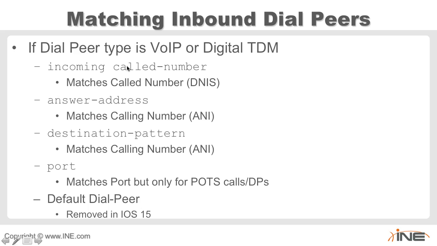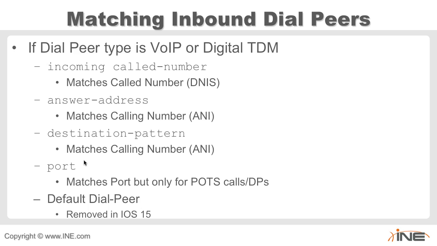On outbound, incoming called-number can't be used. Obviously, the word incoming kind of alerts you to that. An answer-address cannot be used for an outbound dial peer match. Destination-pattern is what's used for an outbound dial peer match. But for inbound, destination-pattern matches the opposite of what it matches on an outbound. So outbound, it matches called. Inbound, it matches calling. And then if all three of those fail, or else we just don't have any of those configured on any dial peers, then port will allow. But it will only allow for POTS dial peers because, well, we don't have a port for VoIP dial peers.